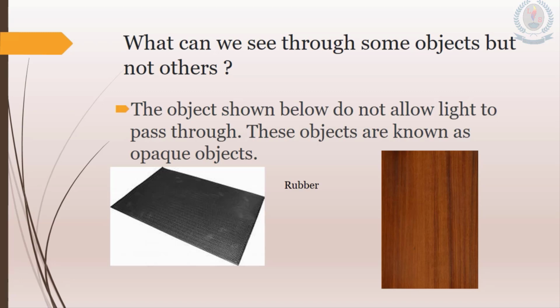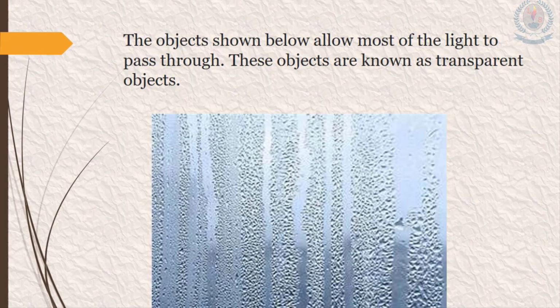Objects that do not allow light to pass through are known as opaque. Opaque objects cast dark shadows. The objects shown below allow most of the light to pass through. The examples are glass windows, plastic cups. Objects that allow most of the light to pass through are transparent. They hardly cast any shadows.